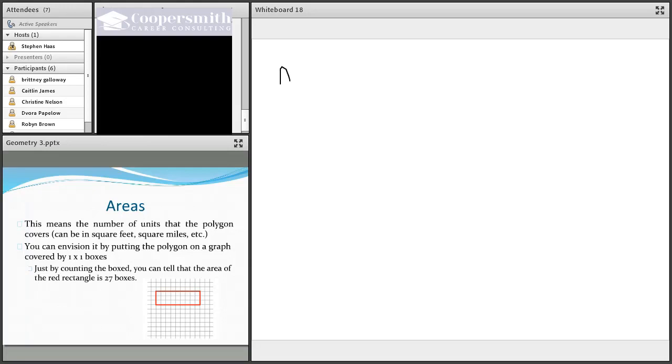Exactly. The area of a quadrilateral, not any quadrilateral, but the area of a rectangle, really just a rectangle. It doesn't work for other quadrilaterals. The area of a rectangle is the base times the height, which is the same thing as the length times the width.